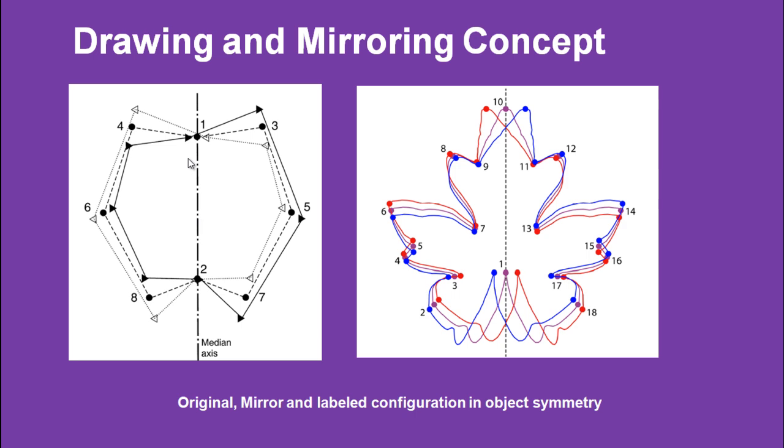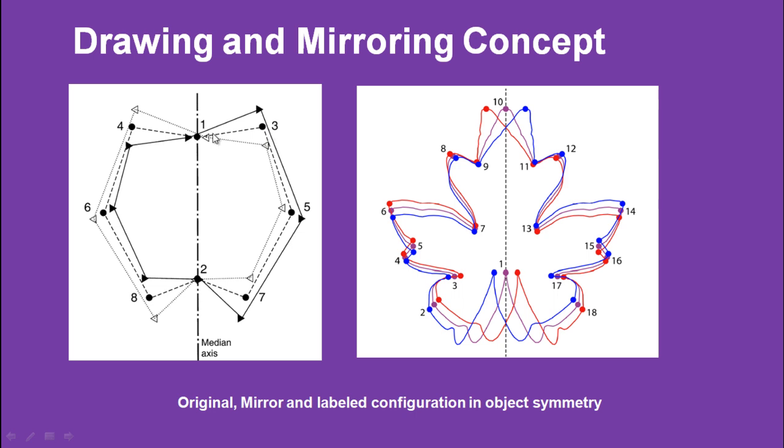Meanwhile, there are two sides here, one side here, one side here. These two sides are called paired landmarks or paired sides. Whatever you have on this side, you must have on this side. What that means is this side must align with this side.